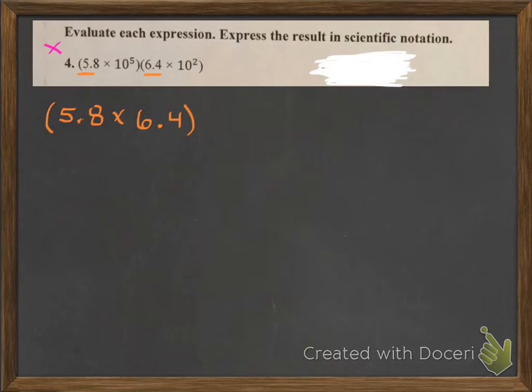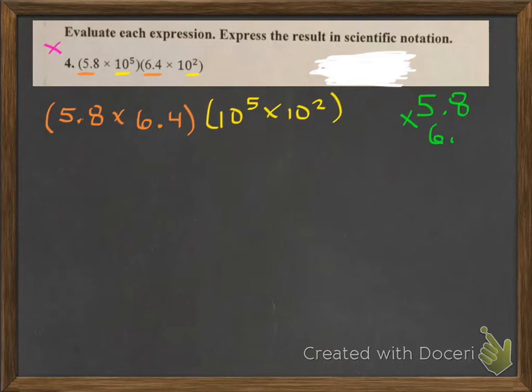So the first thing we're going to do when we look at this problem is use the associative and the commutative property to get those decimals together again, the 5.8 times 6.4. And then we can't forget about the exponents. So that's our next step. Notice we get 10 to the 5th and 10 to the 2nd.